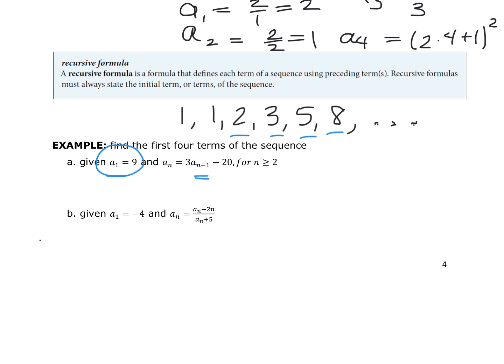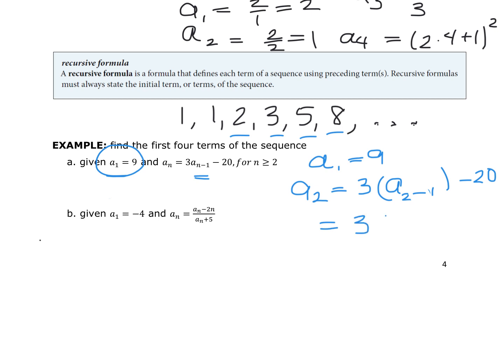So for the first one, I already know what my first term is. My first term is 9, so a sub 1 is equal to 9. A sub 2 is going to be 3 times a sub n minus 1 minus 20. A sub n minus 1 is asking me to use a sub 1. So let's baby step through this.